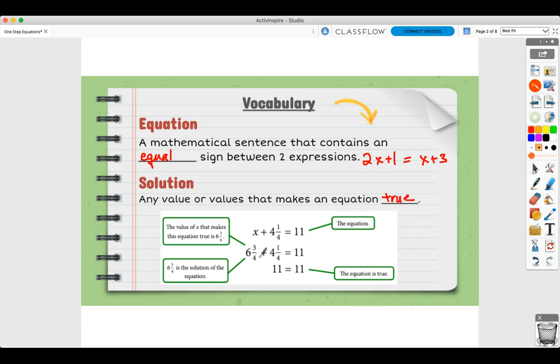So let's look at this diagram over here. You have x plus 1/4 equals 11. That's your equation because you have two expressions that are set equal to each other. And now you're going into solving it. What you're going to be doing today is learning how to solve these in this unit. This is your solution because when you substitute the number back in for x, it's going to make it true. So 6 3/4 plus 4 1/4 equals 11. When you add the two fractions, you get 11 equals 11.